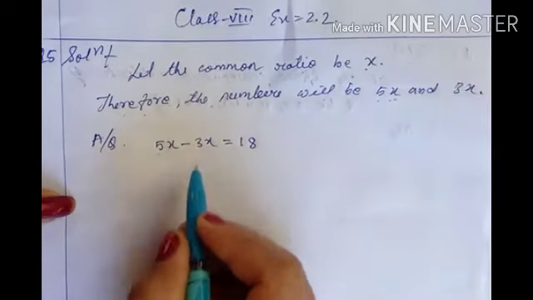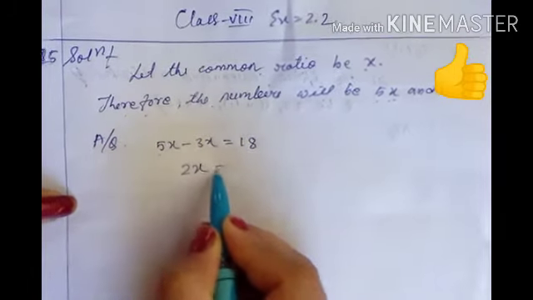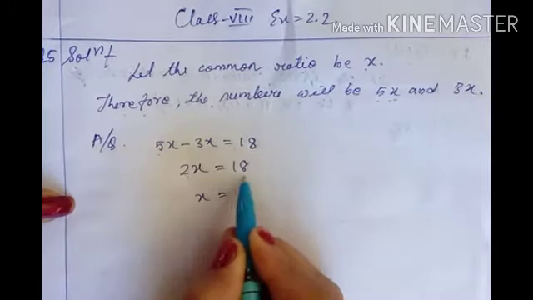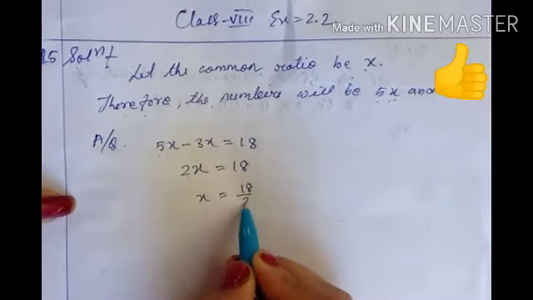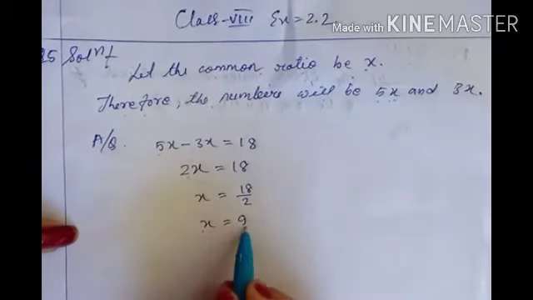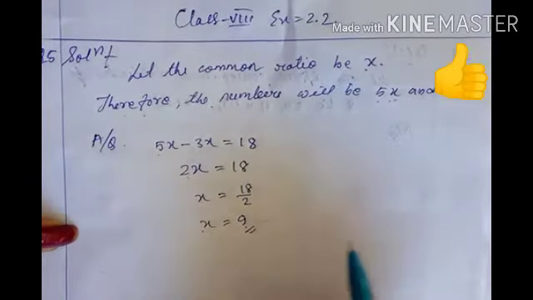Now 5 minus 3 is 2, so 2x equals 18. Now x equals, if you transfer the 2 to the other side, 18 divided by 2. 18 divided by 2 is 9. So the value of x is 9.